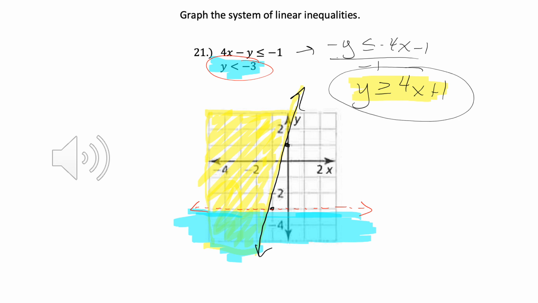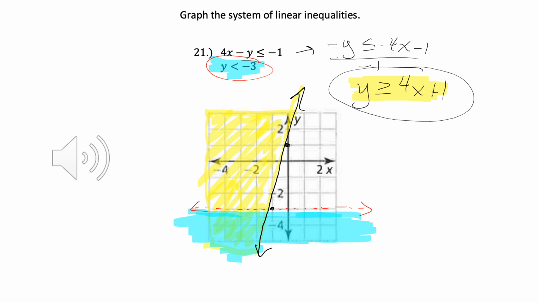And then our second equation, y is less than -3, is going to be a dotted horizontal line at -3, and we're going to shade below, and that's in the red pen and the blue highlighter. And once again, our solution set is going to be what looks like the green highlight area where they both share in common.